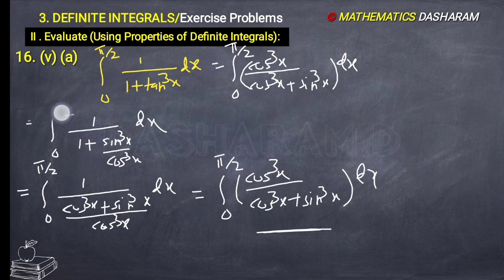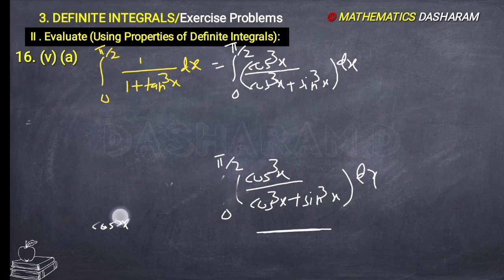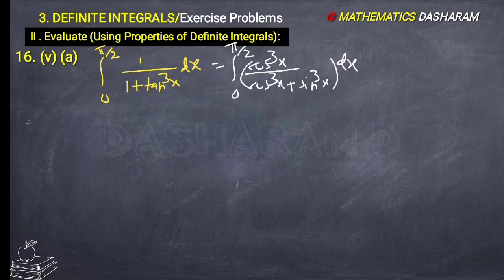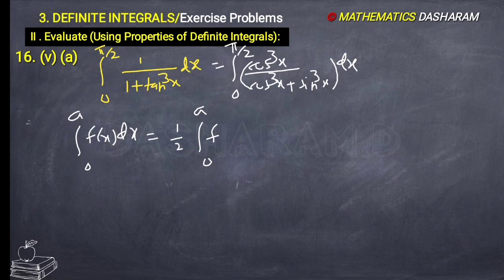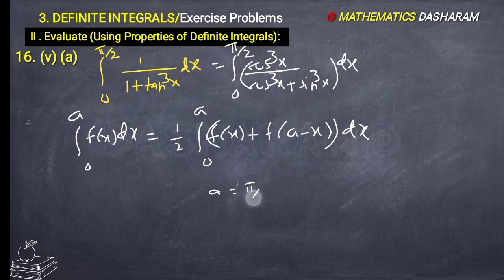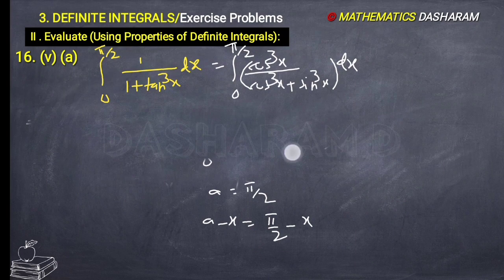So now the suitable property is integral 0 to a of f of x dx, which is equal to 1 by 2 integral 0 to a of f of x plus f of a minus x whole dx. So here the a value is pi by 2, then a minus x equals pi by 2 minus x, and this is f of x. Okay, so now let's use this property.